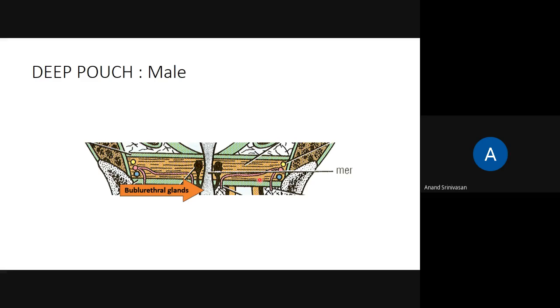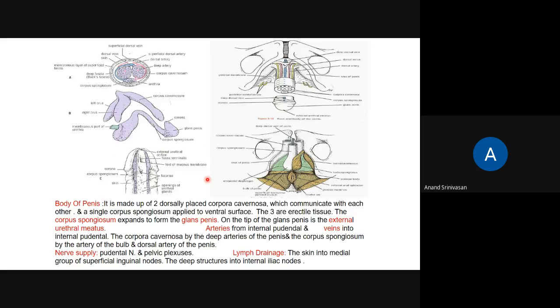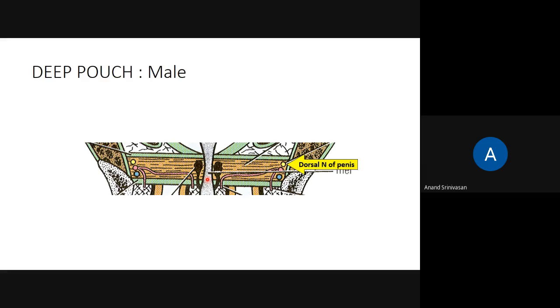Between the superficial and deep perineal membrane is the deep perineal pouch, and it contains the sphincter urethrae, bulbourethral gland, membranous urethra, the internal pudendal artery, the artery to the bulb of penis and the artery to the crus of penis, which are branches from the pudendal artery, and the dorsal nerve of the penis. Those are all the structures located in the deep perineal pouch.